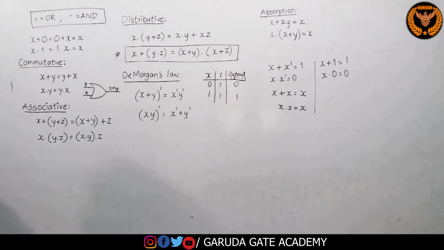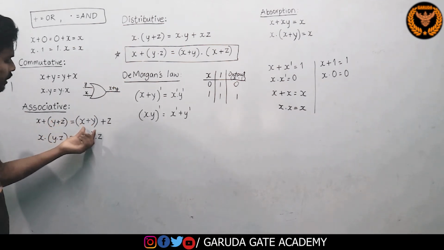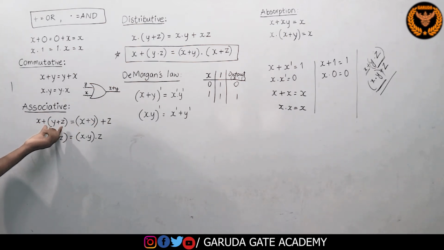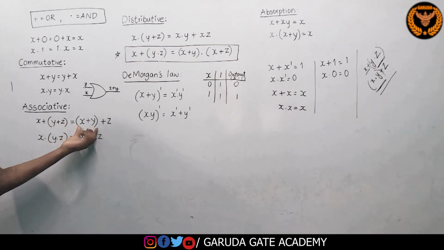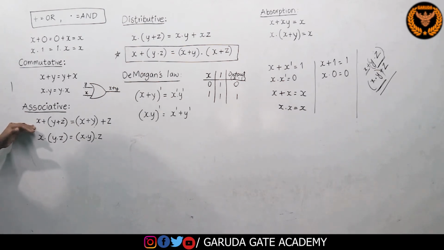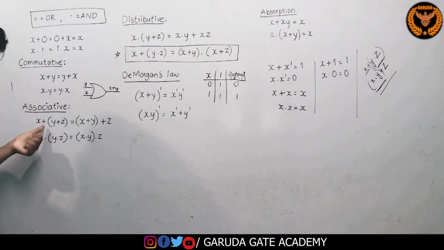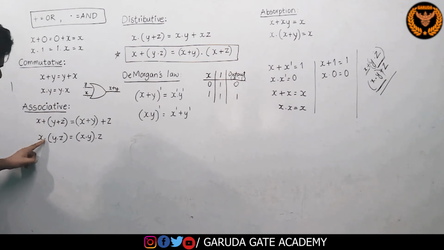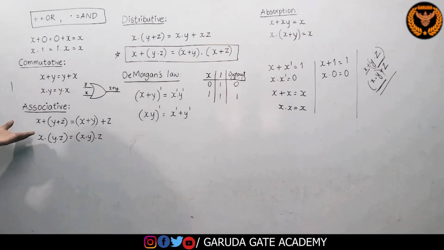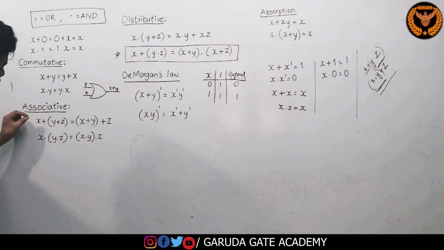Now associative law. So associative law is x plus y plus z is equal to x plus y plus z, which means whether right associativity or left associativity is followed, both of the results are same, then it is said to have the associativity property. So this one also, here we have just replaced plus with dot, right? So this one is a dual function of this one.